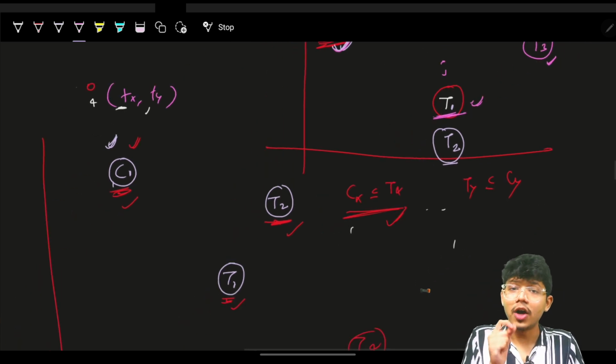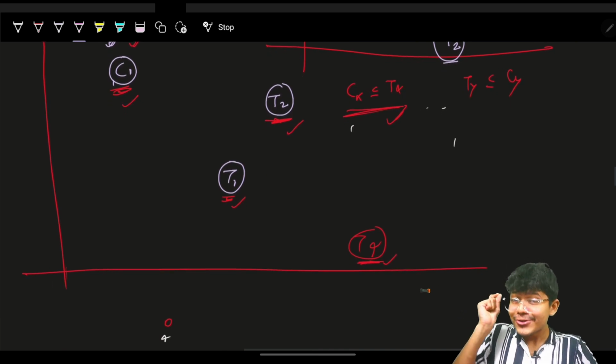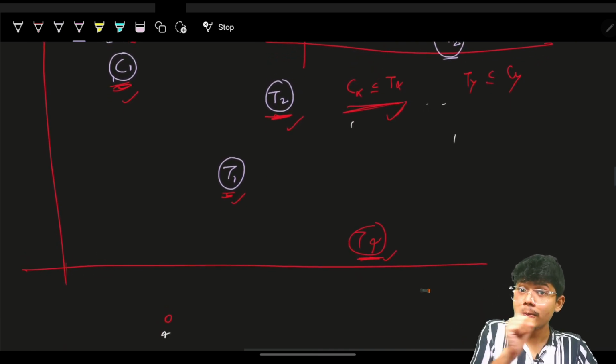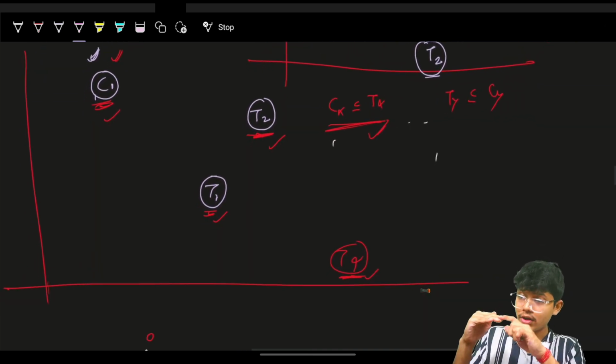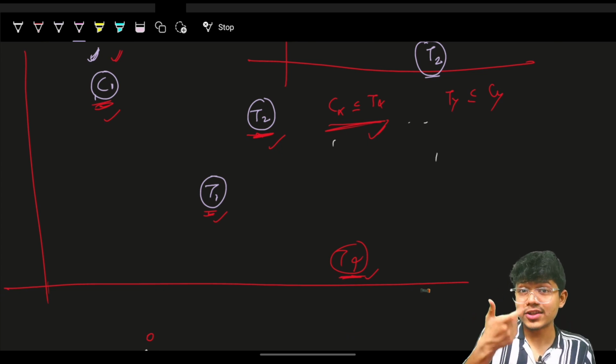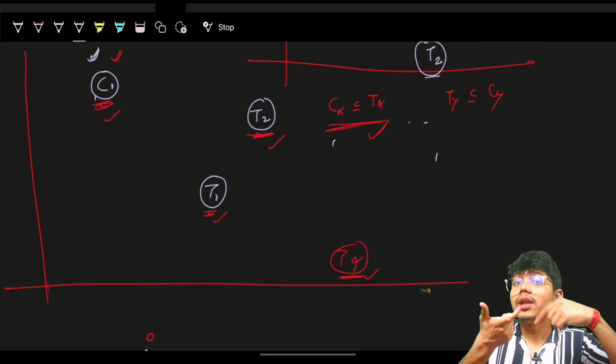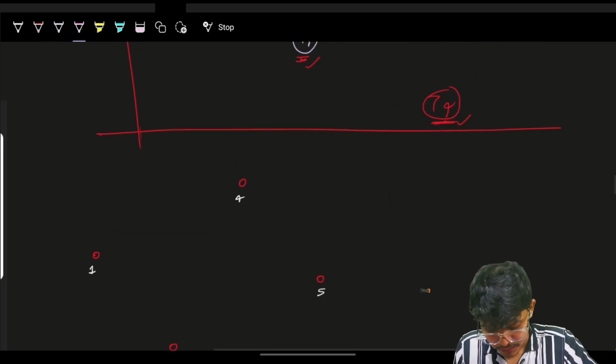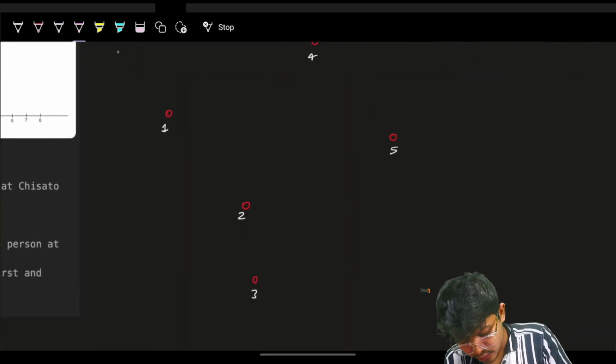And that is how you will be sorting your points: firstly on the basis of their x coordinate in ascending order, but if the x coordinate is the same, then sort on the basis of their y coordinate in descending order. So how it will look is something like this.